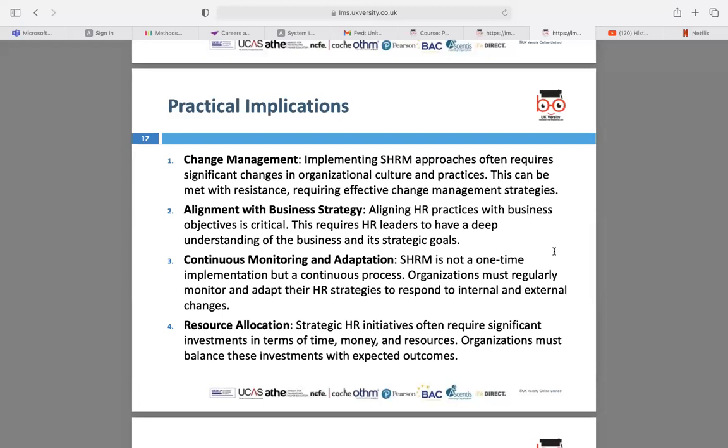So we need to see how these changes are managed well within the organization, and also need to check how these changes or these strategies are going to align with the business strategy like we spoke about. So it's important that HR leaders have a good understanding of the business and its strategic goals eventually. And then you need to continuously monitor and adapt it. So it's not just, okay, this is a strategy we came up with, we've put it out, people need to follow it. No, you need to continuously make changes to it and adapt. You need to monitor if it's going the way you thought it would or not.